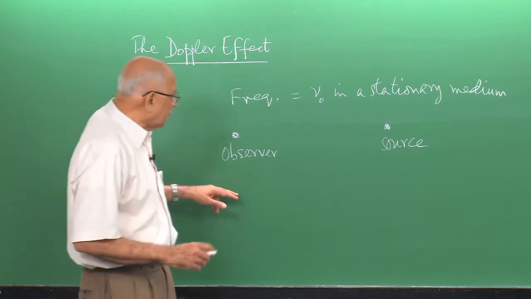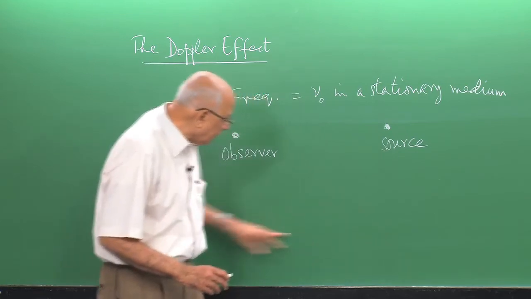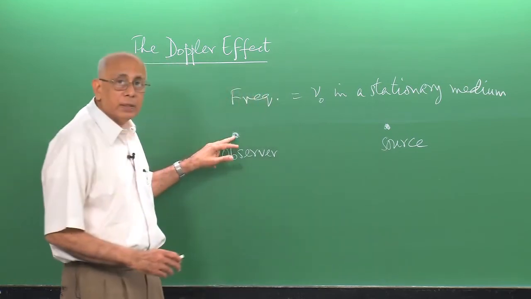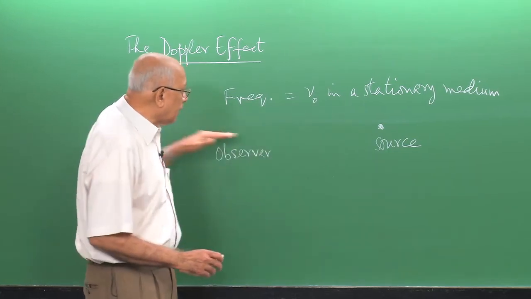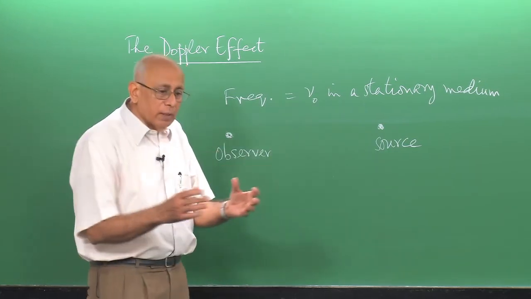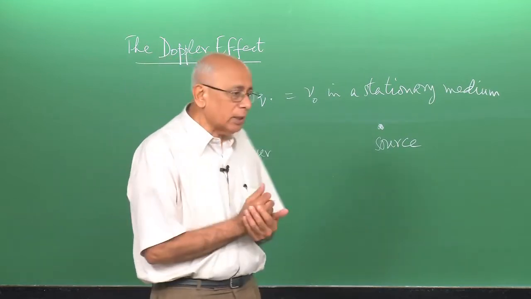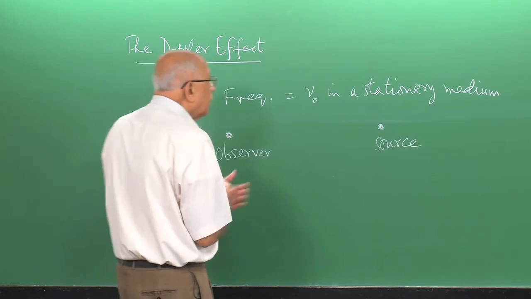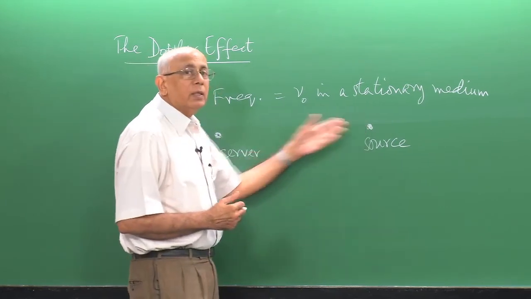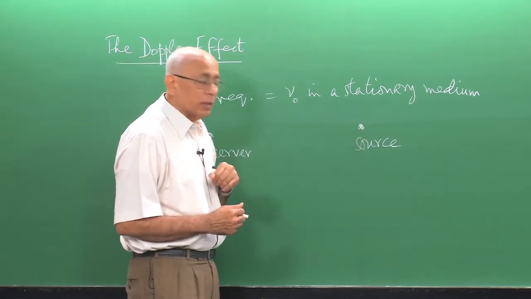So we will not look at situations where the source moves like this, for example, and the observer is here with a transverse component. We are only going to look at the simplest case where the observer and source either move towards each other or away from each other, and then ask what is going to happen if, for example, the source starts moving either towards or away from the observer.